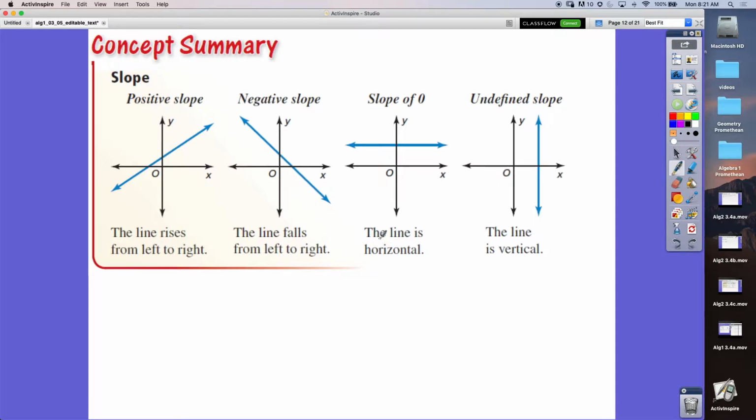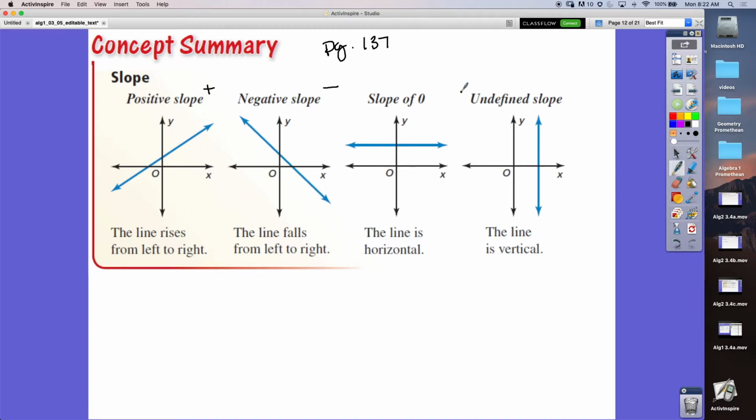All right, welcome back. We are on, again, page 137. Huge core concept. Hopefully a lot of you already know this. If it is a positive slope, it is going up from left to right. If it is a negative slope, it is going down from left to right. If it is a slope of 0, 0 effort, it is a horizontal line. And if it is a vertical line, it has an undefined slope.